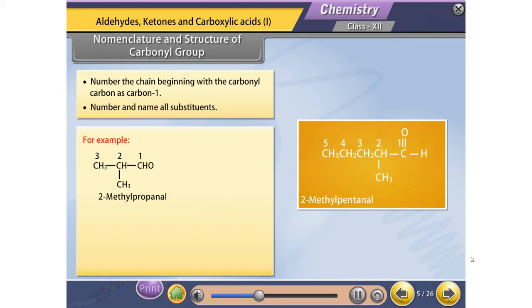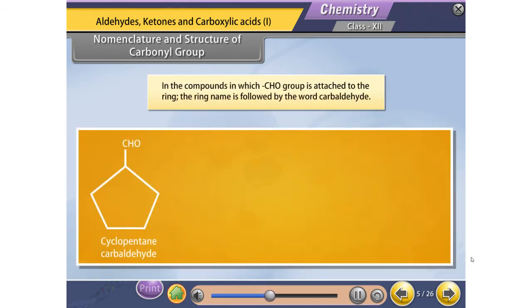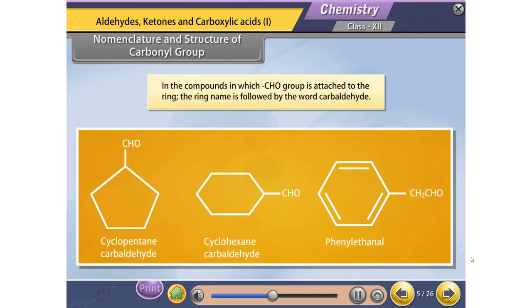For example, 2-methylpropanal, 3-bromo-2-methylbutanal. In the compounds in which the aldehydic group is attached to a ring, the name is followed by the word carbaldehyde.